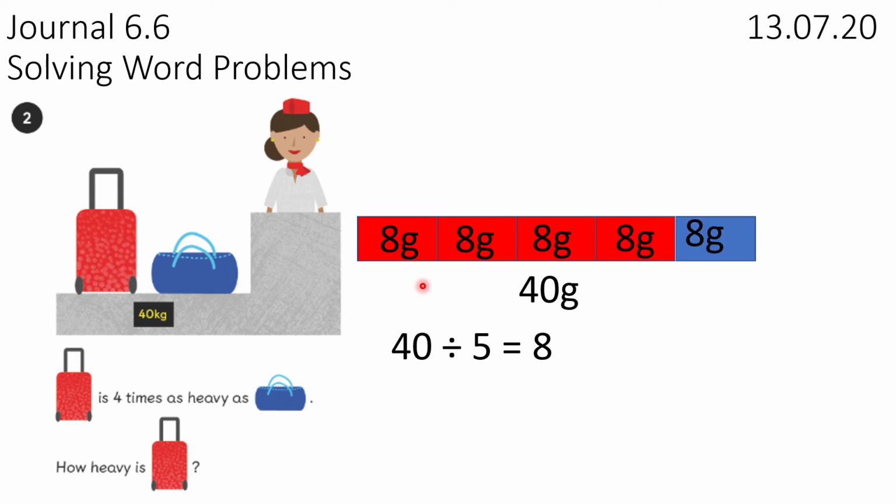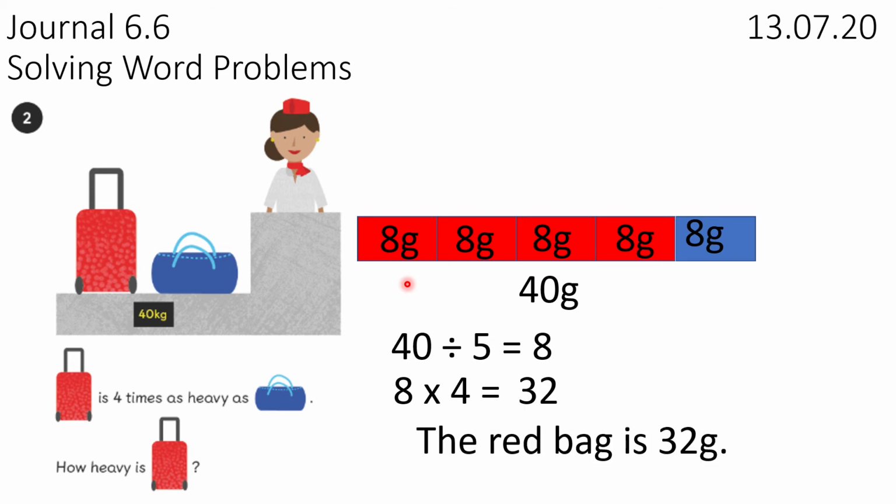Now if we want to find out how heavy the red one is, how many parts of 8 do we have? We have 1 part of 8, 2, 3, 4. So to find the total of the red ones, we have to multiply 8 by 4. So 8 times 4, let's count in our 4s. 4, 8, 12, 16, 20, 24, 28, 32. So that means the red bag is 32 kilograms, not grams.